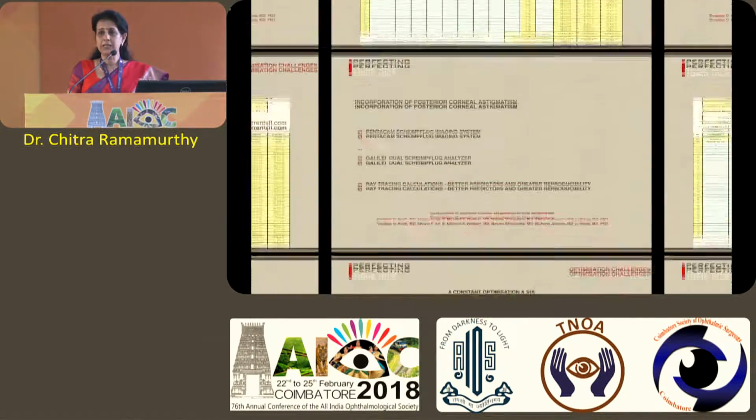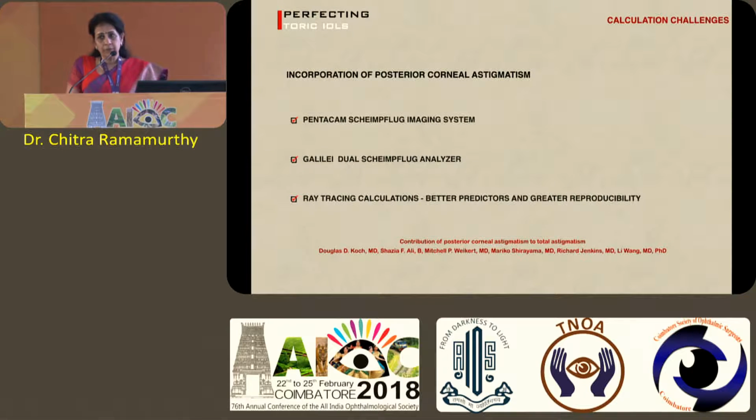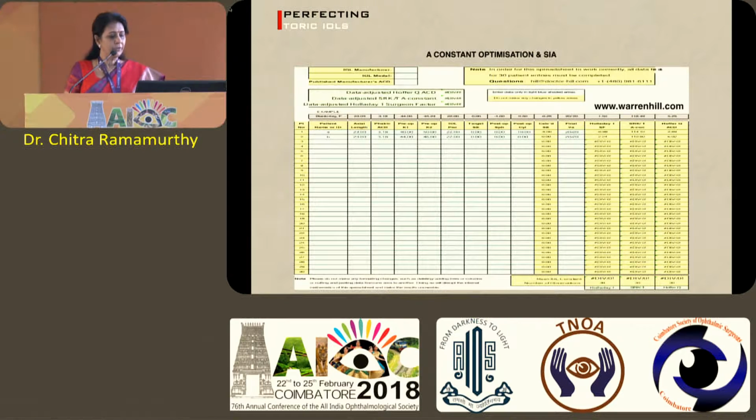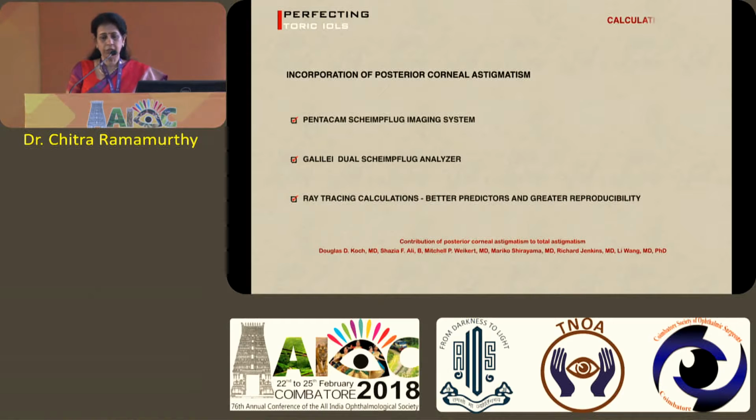Again, optimizing the IOL constant is another very specific way to get greater accuracy in your calculations, for which I would have shown in the previous slide. You would have to go on to www.warrenhill.com and feed in your 30 cases, or feed in all the pre-op data which they want. Then you could get your IOL constant for that specific IOL.